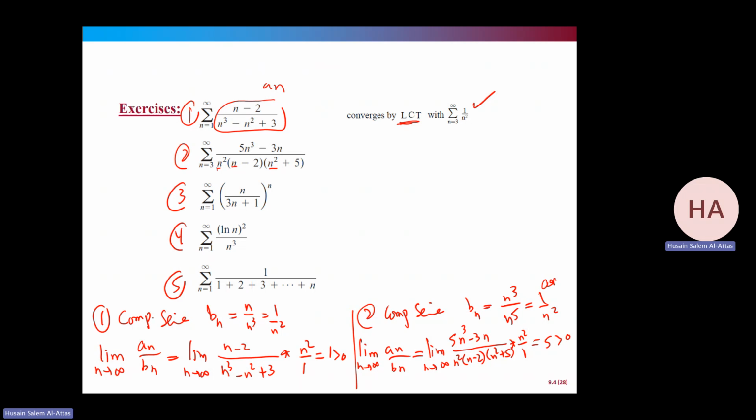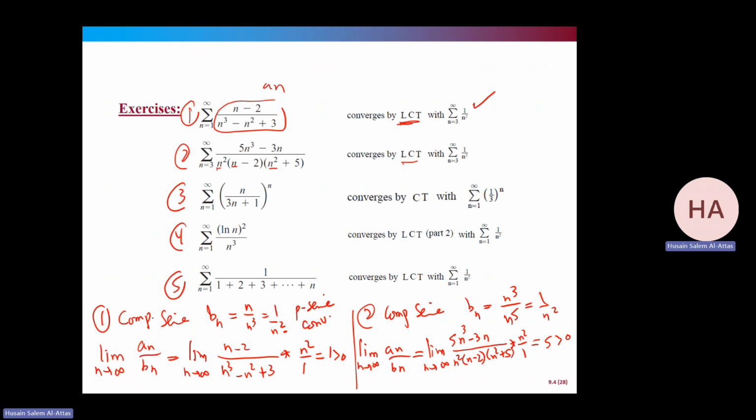This one converges. P series. This is the same. So the P series converges. So this one converges by the limit comparison test. Let me take the next one.